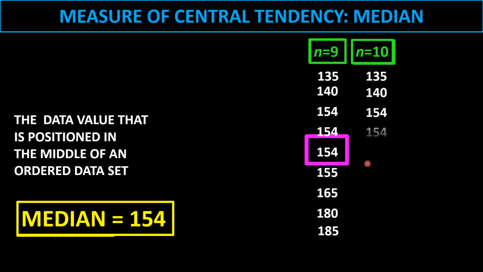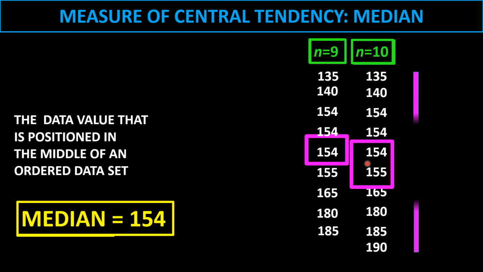So they get 10. So let's just add one additional data point at the end, 190. Now, where is the middle now? You've got an even number. So the middle there is not 154, it's not 155, it's in between 154 and 155, right? So in other words, you've got 5 below and 5 above. So that point there would be right in the middle.